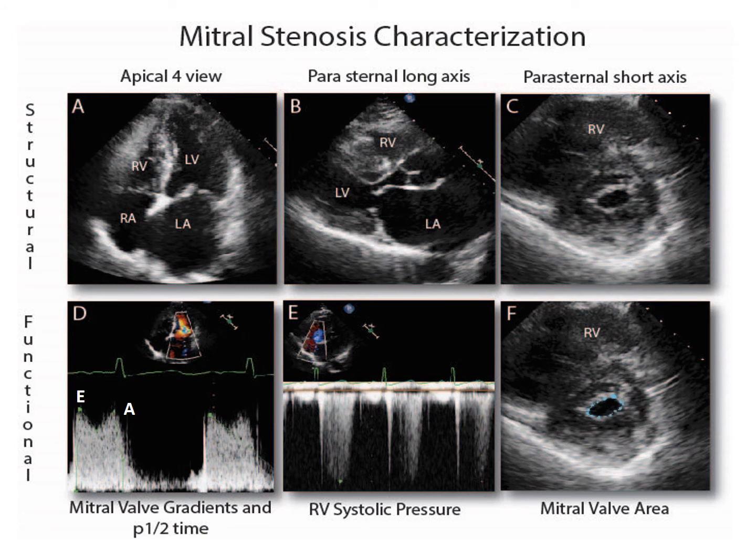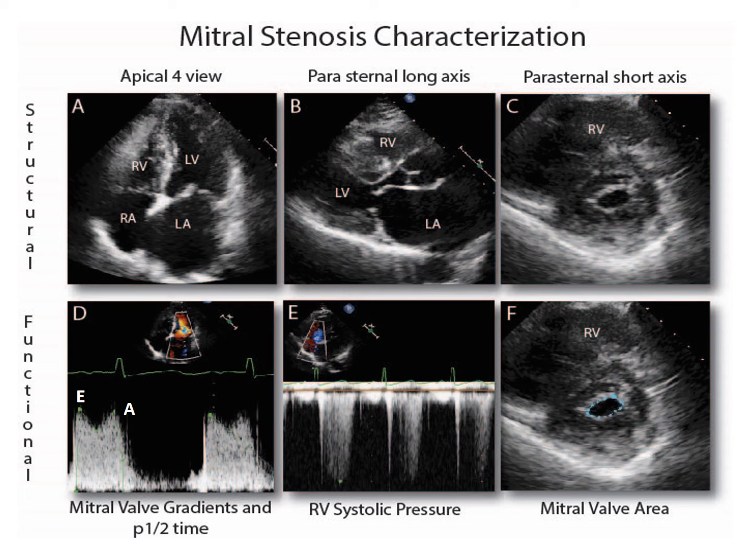Now, what about the role of echocardiography in evaluation of the mitral valve in patients with mitral stenosis? Echocardiography can evaluate the mitral valve both structurally and functionally. Figure A shows an apical 4-chamber view, and in this view we can see the increased thickness of both the anterior and posterior mitral valve leaflets.